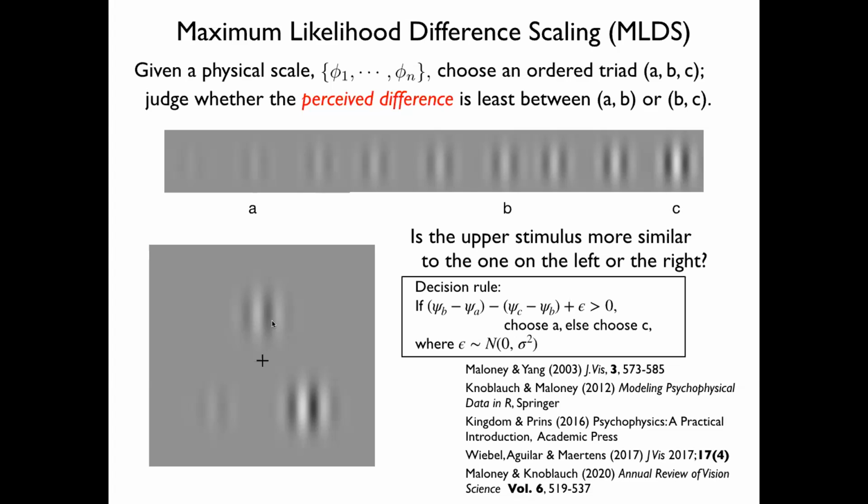The idea is that if you choose a stimulus where the choice is made about 50% of the time on both sides, then we can say that the perceptual interval between the two is equal.